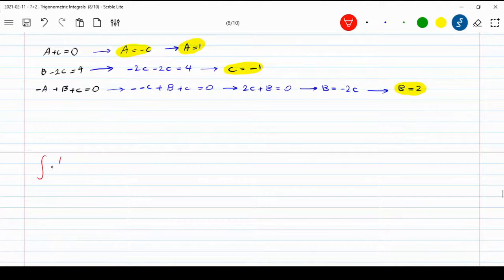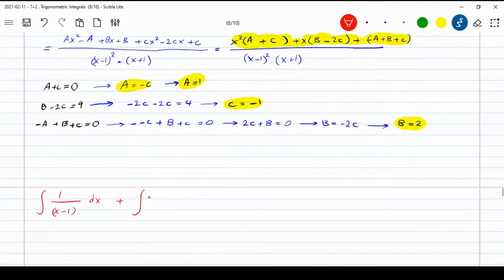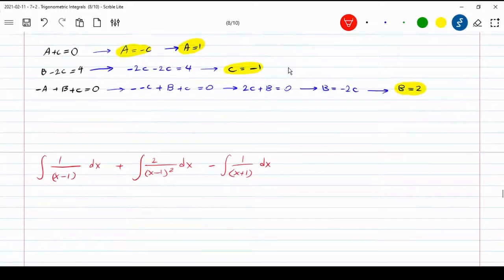So we had 1 over x minus 1 dx plus 2 over x minus 1 squared dx plus negative 1 over, you can write this minus sign outside if you want, minus 1 over x plus 1 dx. This is the same as this integral. Okay.